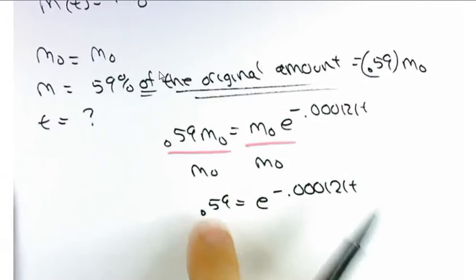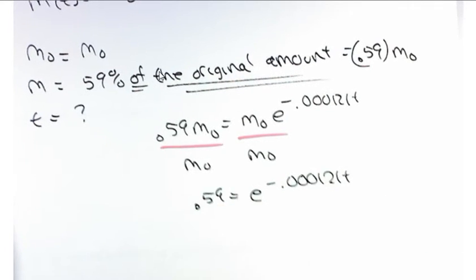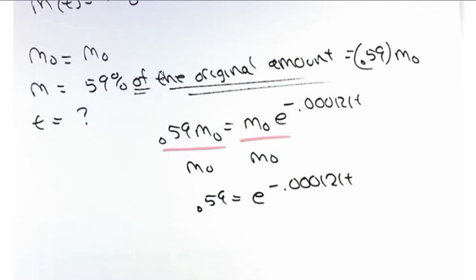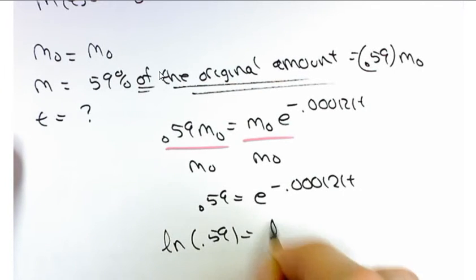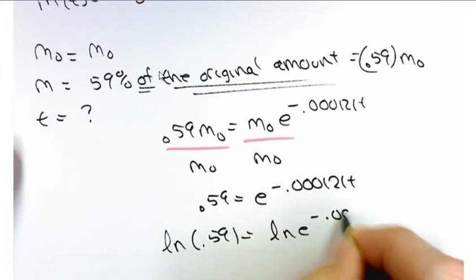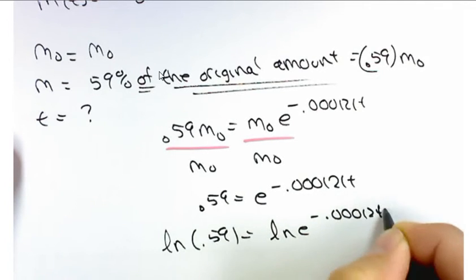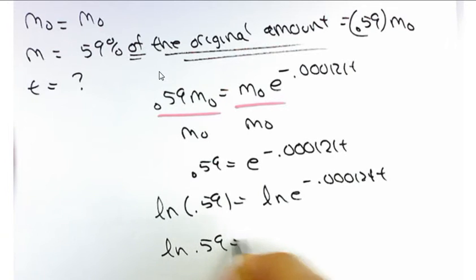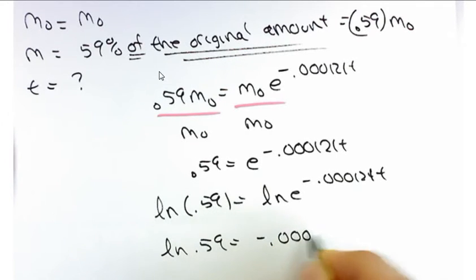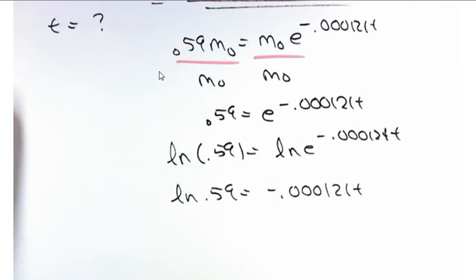All right, let's finish solving here. ln of 0.59 equals ln of this. ln of 0.59 is negative 0.000121 t. What's the last step? Divide. And let's see how old that is.